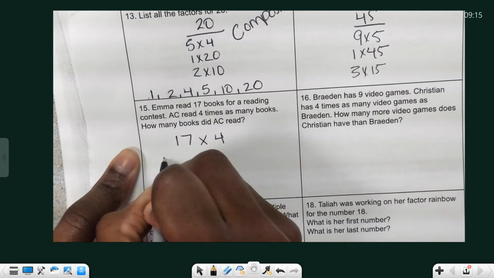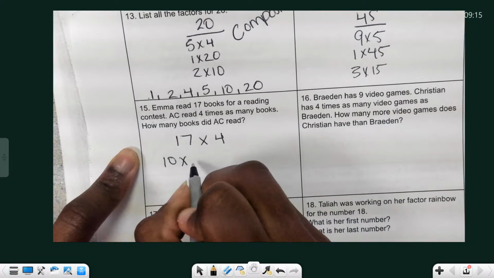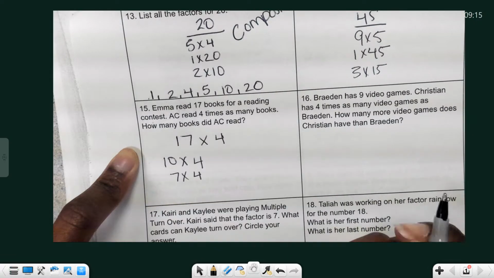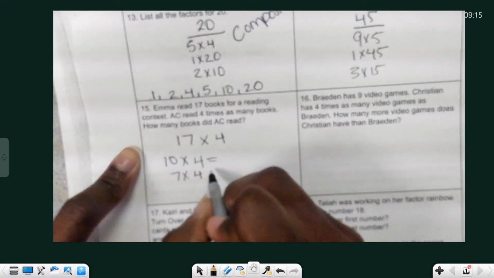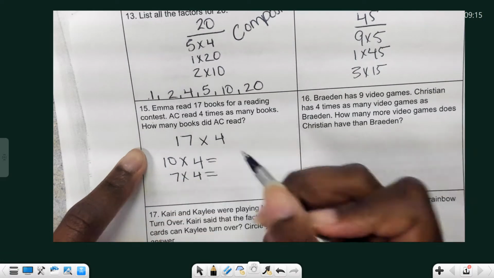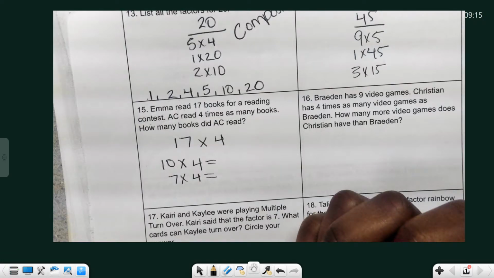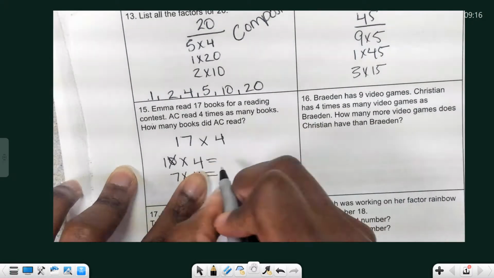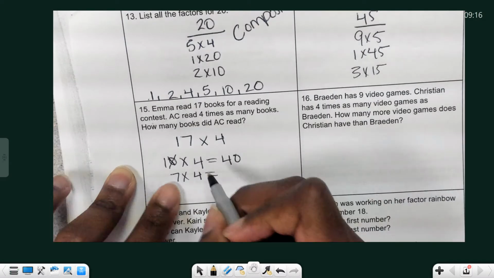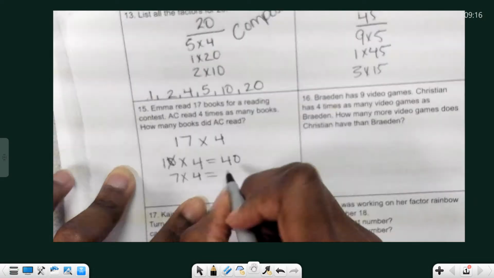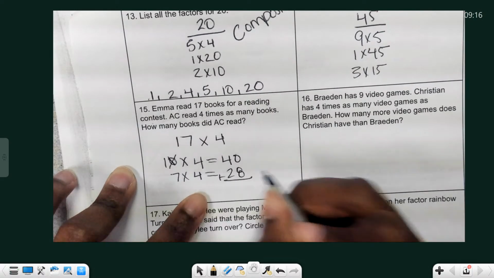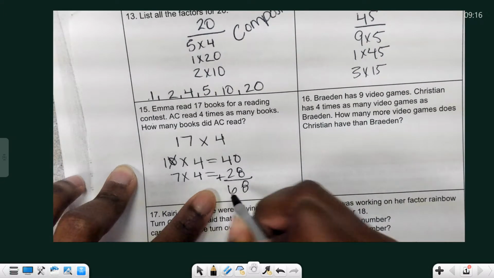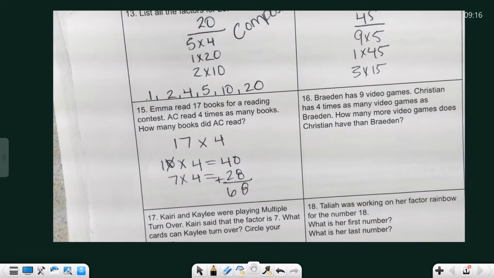So 17 becomes 10 times 4 and 7 times 4. Now, remember our little strategy we used with the zeros. Well, we should know 10 times 4 equals 40. But if we did not know, we would cross this 0 out. 1 times 4 equals 4. Add your 0 back. 40. 7 times 4, 28. So now we take 40 plus 28 equals 68. So AC read 68 books.